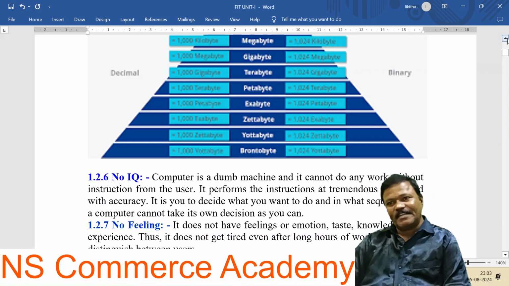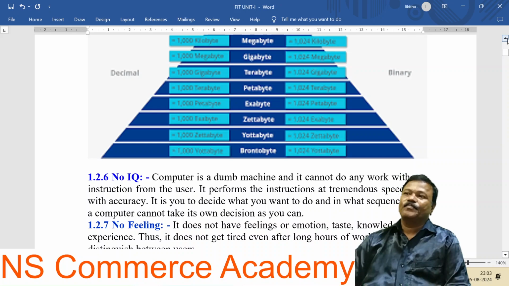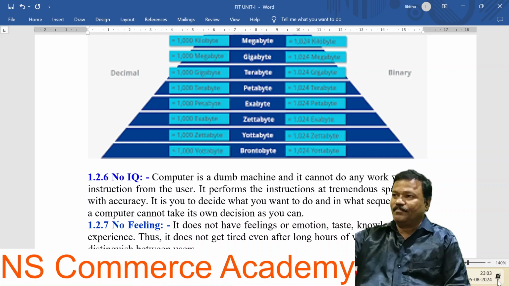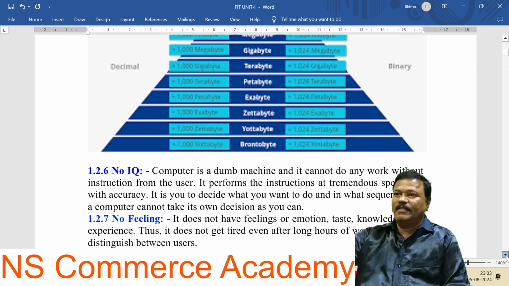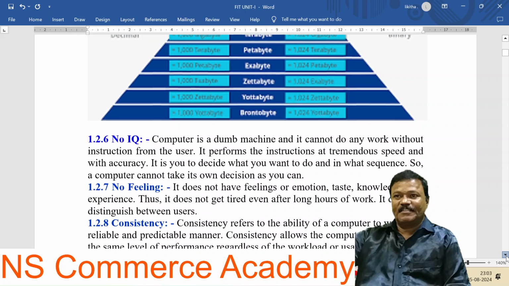But nowadays computers are using artificial intelligence. Nowadays some computers are making their own decisions.